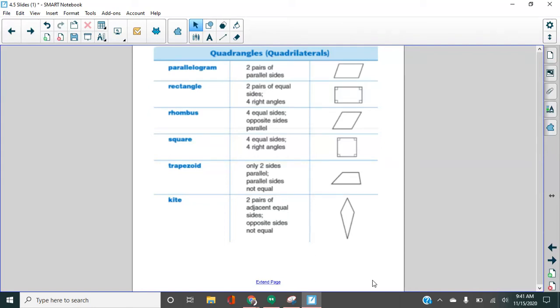Hello, third graders. It is time for us to look at lesson 4.5. And as we look at 4.5, we're going to be talking about shapes that are quadrilaterals.